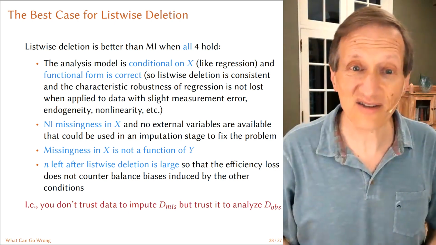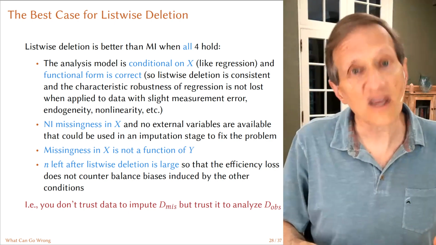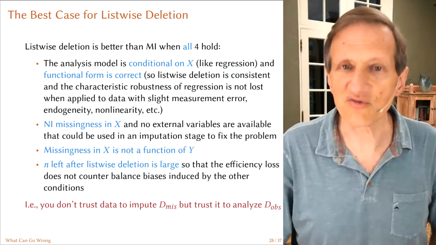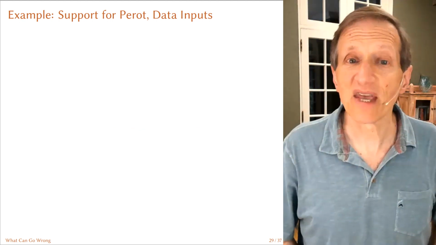This is where it breaks. But since that's pretty far from most of the situations we're in, I would say almost all the time, you should probably just run multiple imputation. Okay, so here's a quick example.